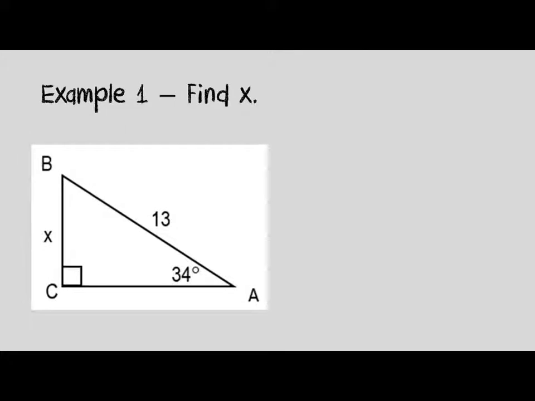So let's look at example 1. It says find x. So the first thing we need to do is label our hypotenuse. Next step is to mark the angle we're working with. You notice this angle has 34 degrees written, so that's the angle we'll use. Then we need to label our sides. AC is the adjacent. The BC side is your opposite side.